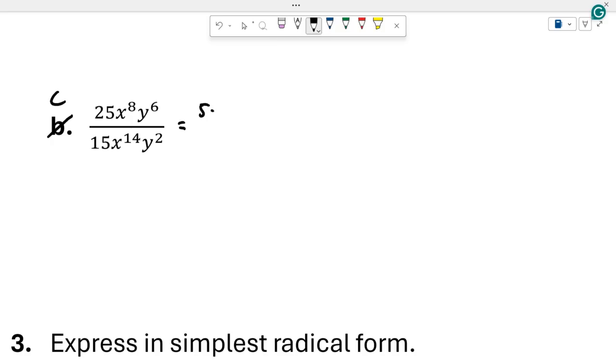So again, you don't have to actually write out this step, but I'm going to write out the 25 as 5 times 5, and the 15 as 5 times 3. And then what I have is 8 x's in my numerator, and 14 x's in my denominator. I have 6 y's in my numerator, and 2 y's in my denominator. These 5's cancel.